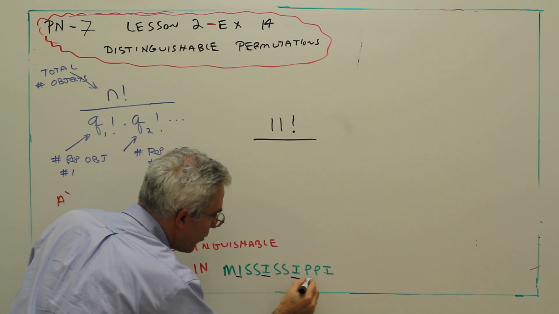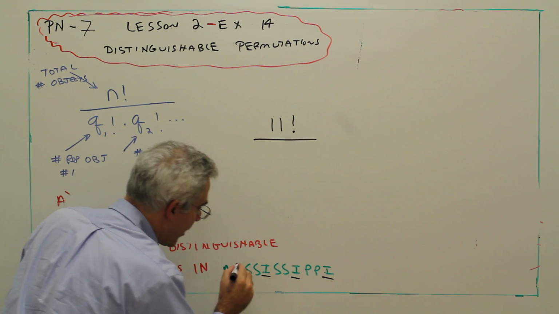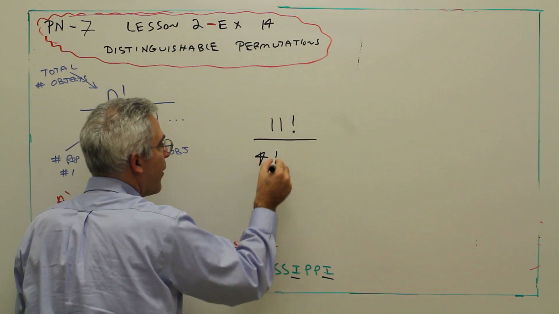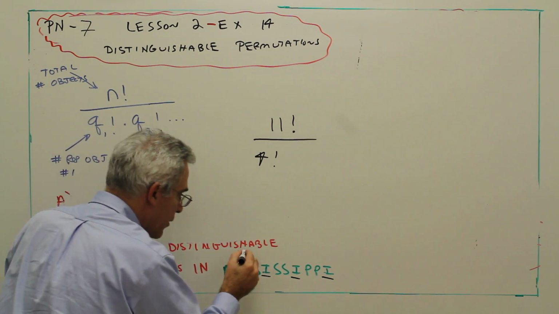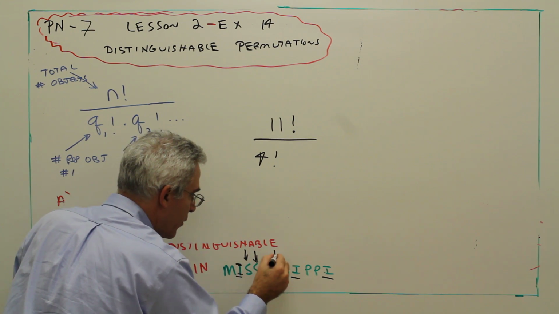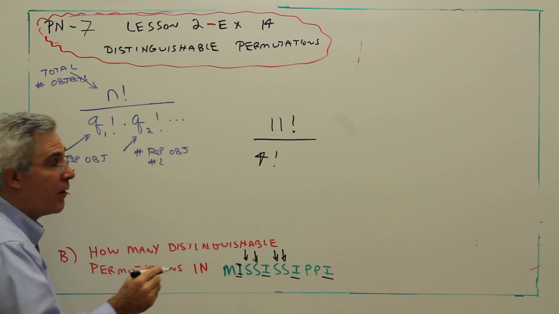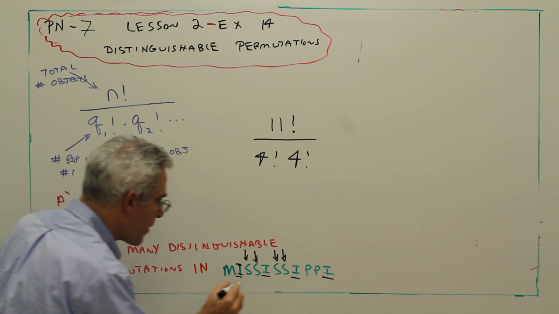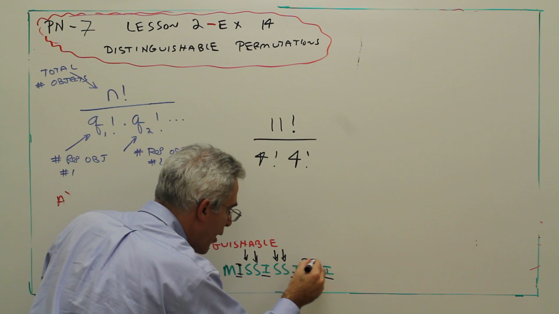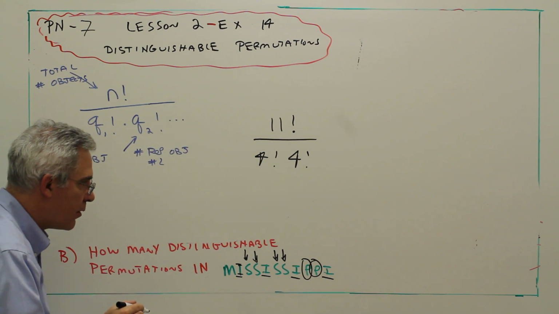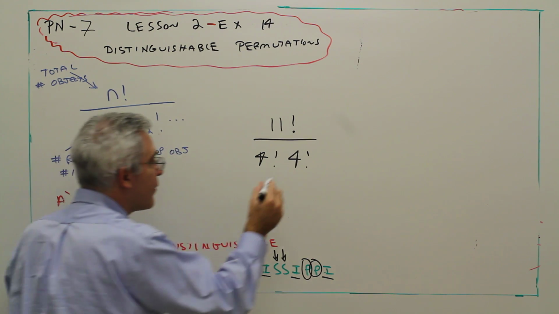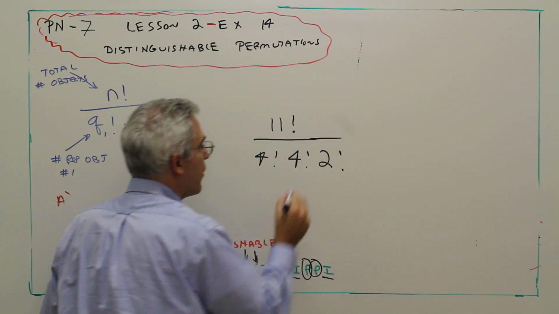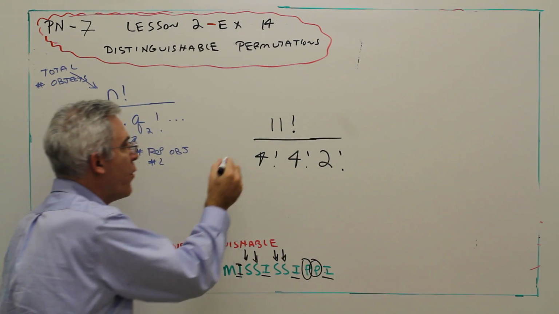1, 2, 3, 4. So I've got 4 I's. 1, 2, 3, 4. I've got 4 S's. 1, 2. I've got 2 P's. So it's 11 factorial over that whole denominator.